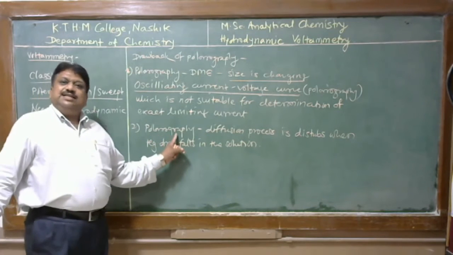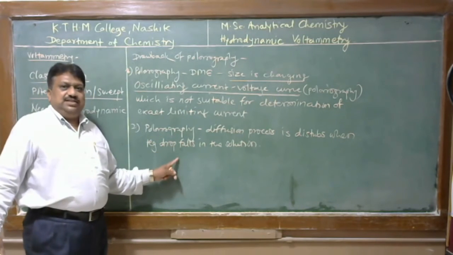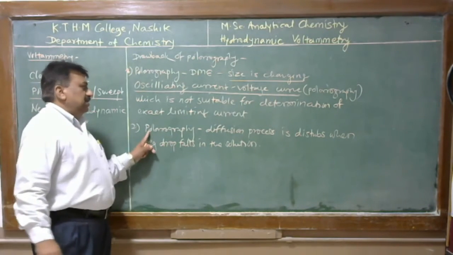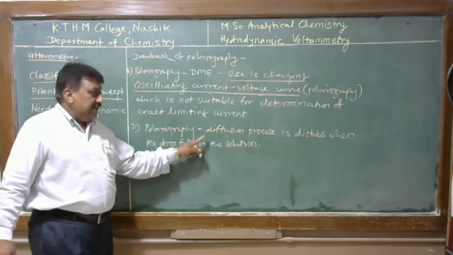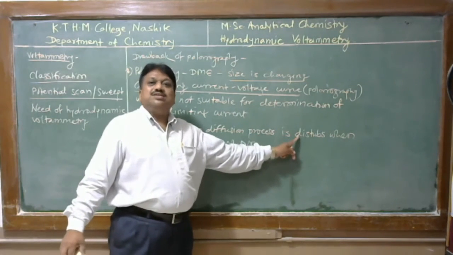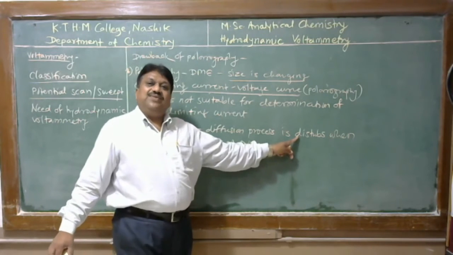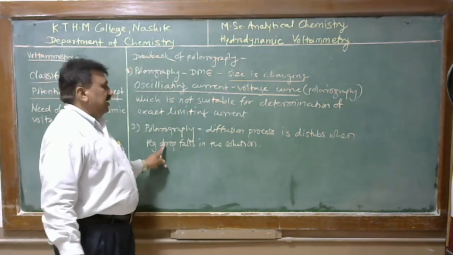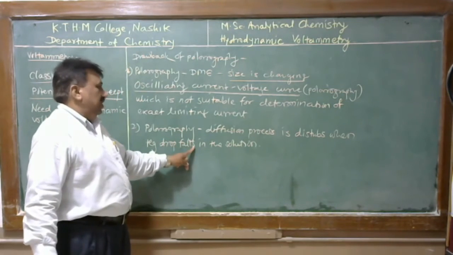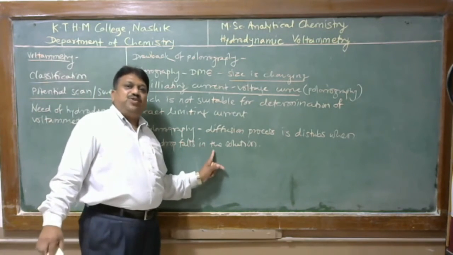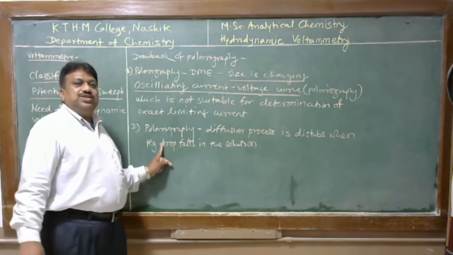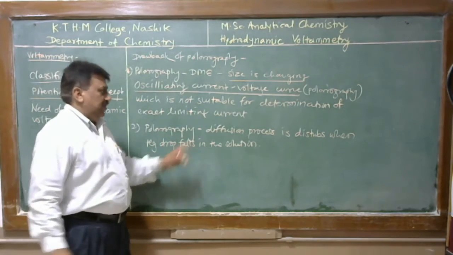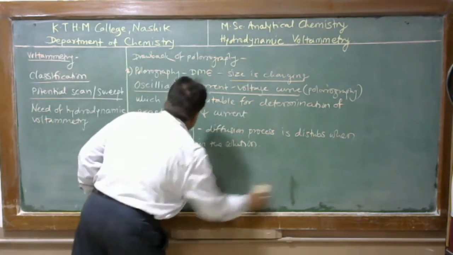That means as it reaches the maximum size, it falls in the solution, and then there is disturbance in the concentration gradient that affects the diffusion process. Therefore, the diffusion current is changed because of the convection phenomenon that may occur due to the falling of the mercury drop. This is another drawback.